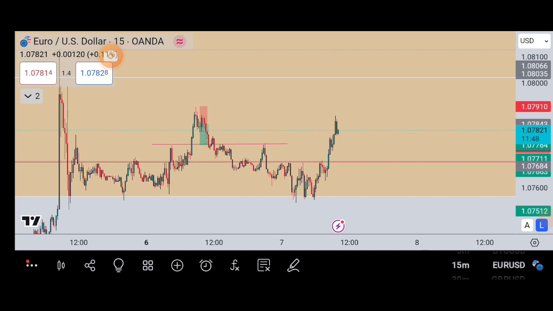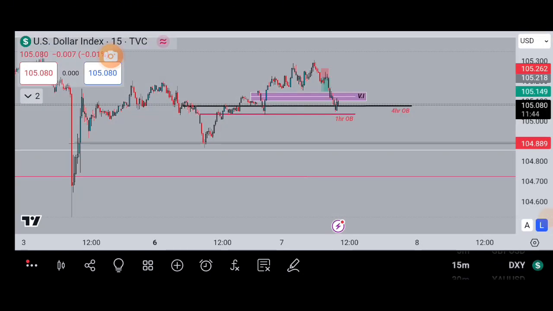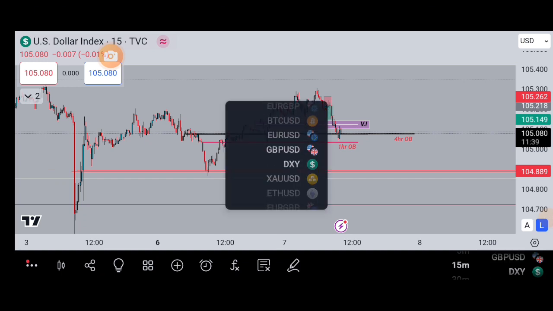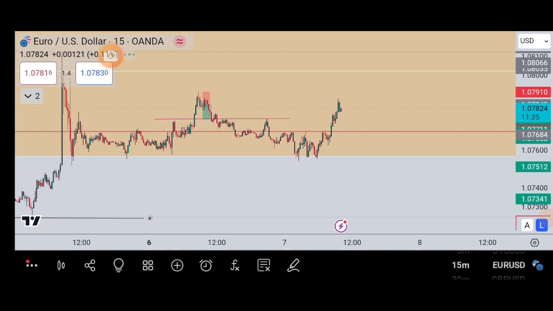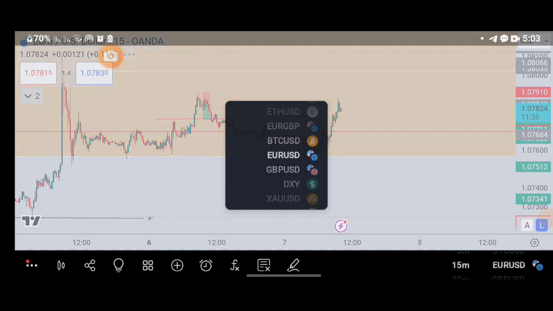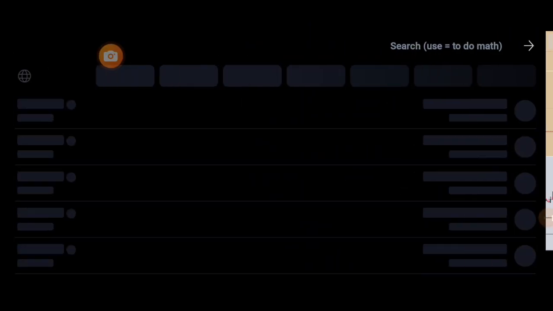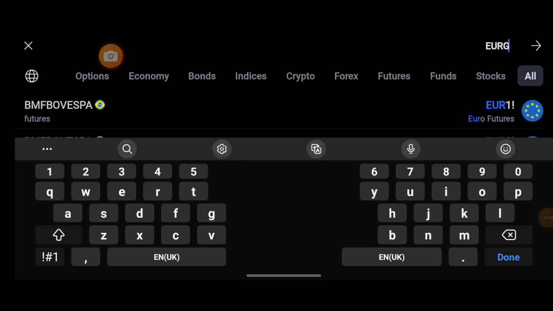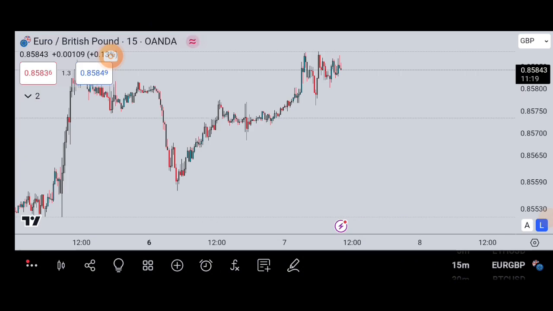So if we are trading the DXY and we want to see a higher dollar and lower GBP as well as Euro USD going lower, then we have to use this pair we refer to as the Euro GBP, right? So it's the Euro against the British pound. So yeah, this is what we'll use.